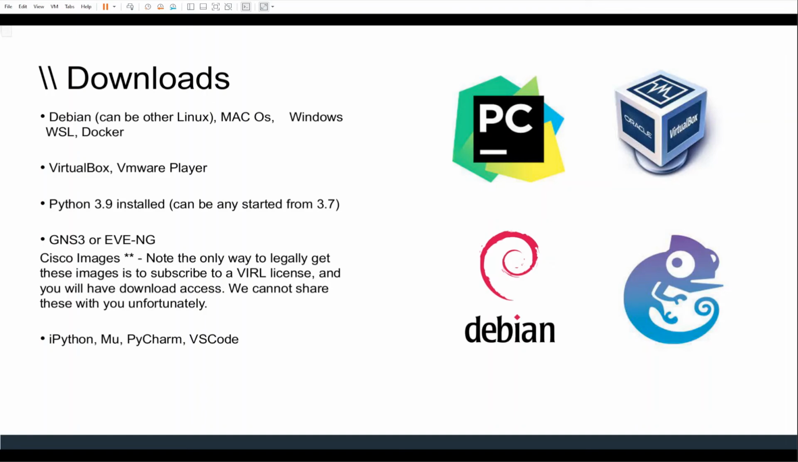Next goes network devices. GNS3 is a lab environment to emulate devices for this course. But other emulators like EVE-NG can be used, or you can utilize virtual resources or use real devices. Please note that you have to take care about software images. The only way to legally get these images is to subscribe to a virtual license, and you will have download access. We cannot share this with you, unfortunately. If you are going to use unlicensed products, it will be under your responsibility.